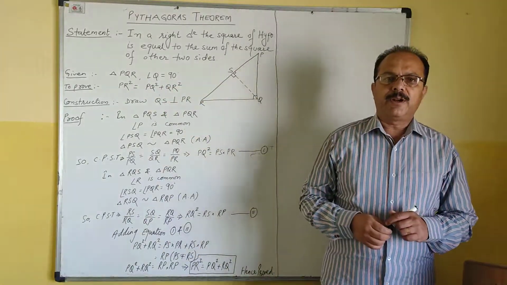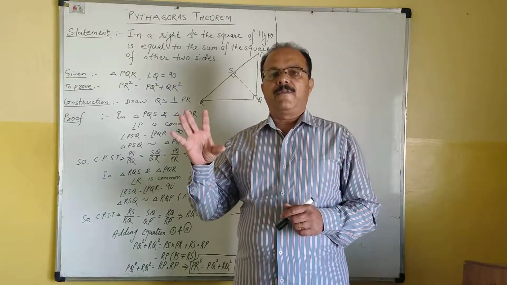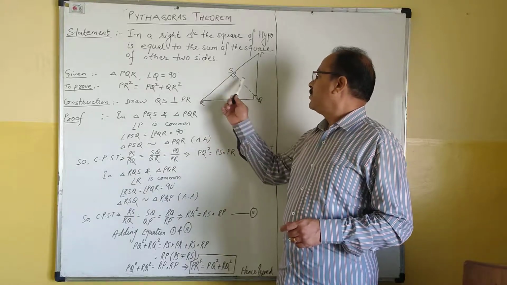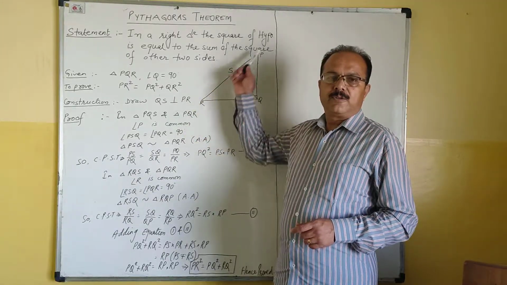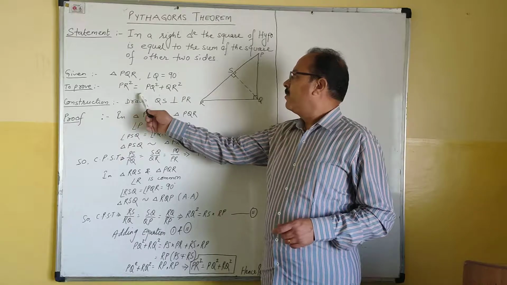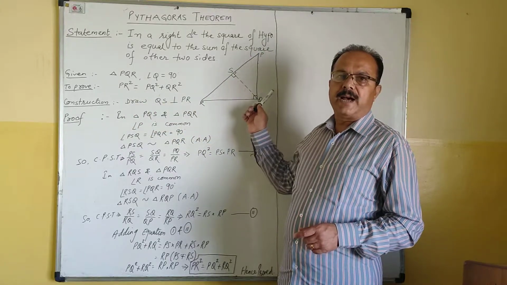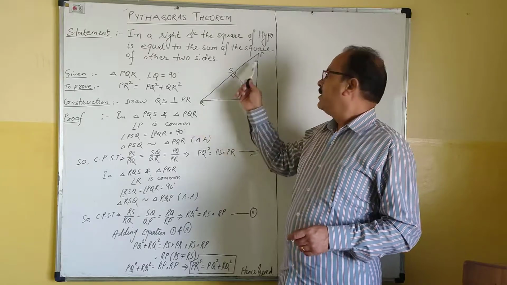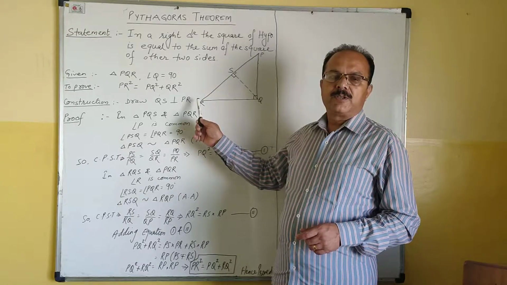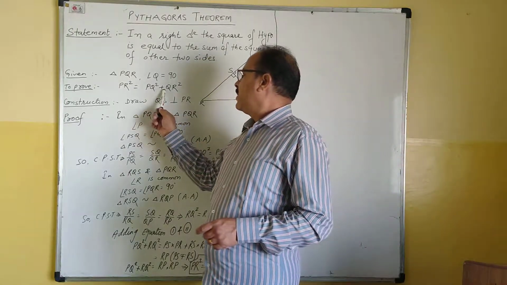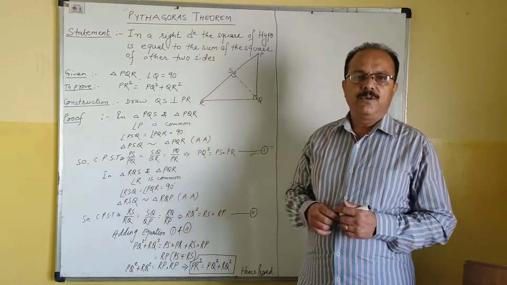The square of the hypotenuse means the square of the side opposite to the right angle, that is PR. So the square of PR will be equal to the sum of the squares of the other two sides, QP and QR. So PQ square plus QR square, that we have to prove.